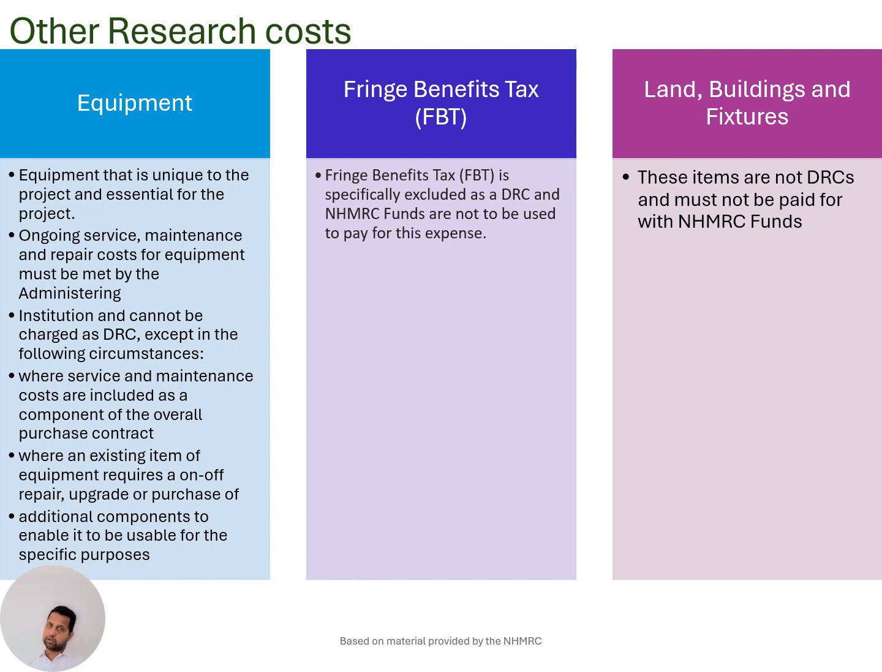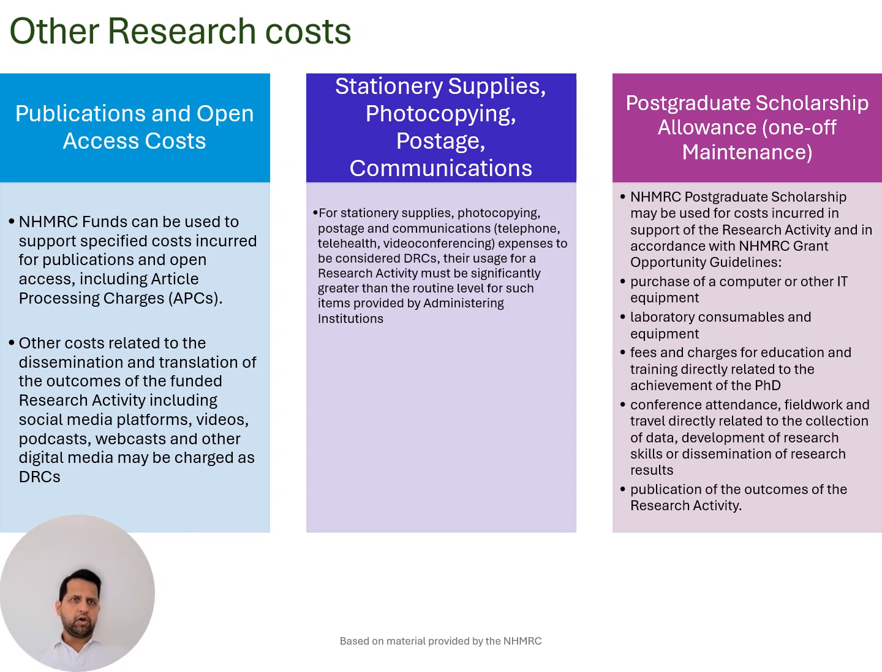Fringe benefits tax is excluded from the ORC, and funds cannot be used to pay for this expense. Land and building fixtures are the responsibility of administering institutions and must not be paid for with NHMRC funds. Publications and open access costs. NHMRC funds can be used to support specific costs of publications and open access. Other costs that are related to dissemination are the responsibility of your research organizations. However, if you're disseminating on a media platform, or a video, podcast or webcast or whatever, yes, that can be claimed as an ORC.